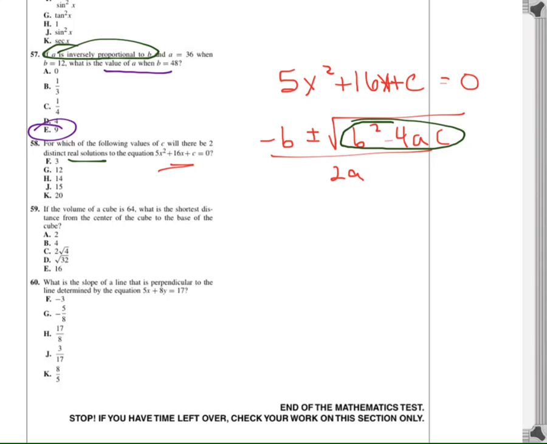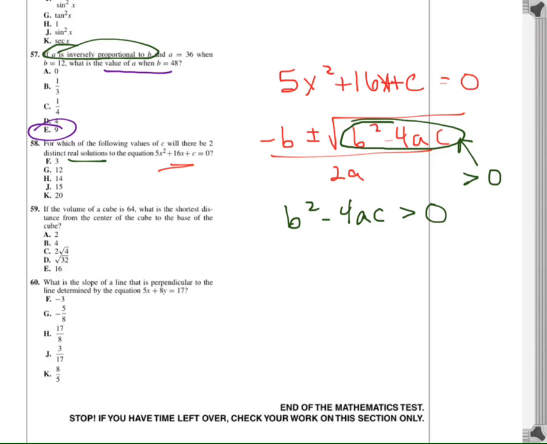And they want two real solutions. That means the stuff under here, b squared minus 4ac, has to be greater than 0. We want positive numbers under there. If the value of the discriminant is a positive number, then we're going to have two real answers, and they'll be different. If it were to equal 0, we only get one solution. So we've got to make sure b squared minus 4ac is greater than 0.